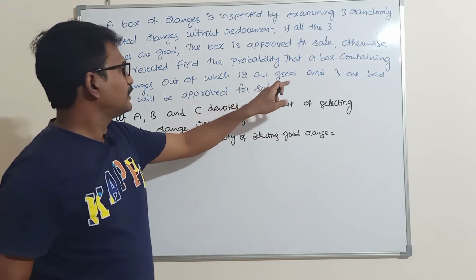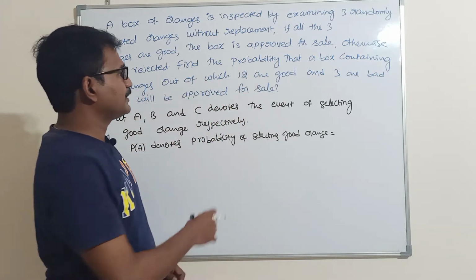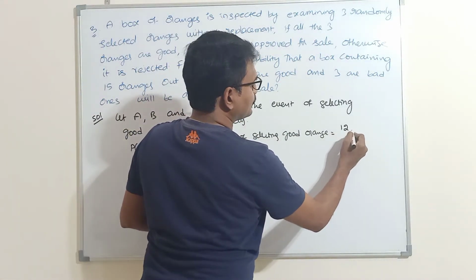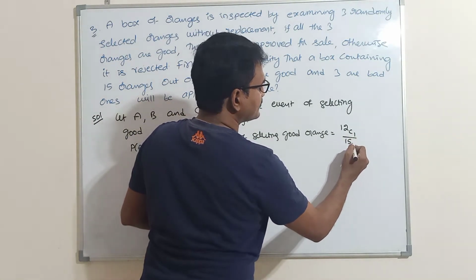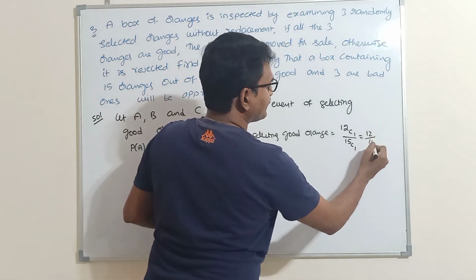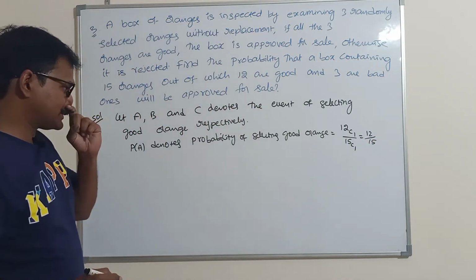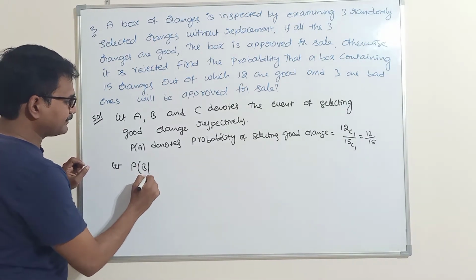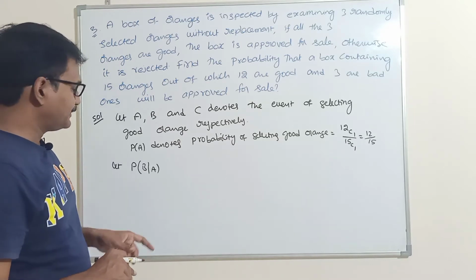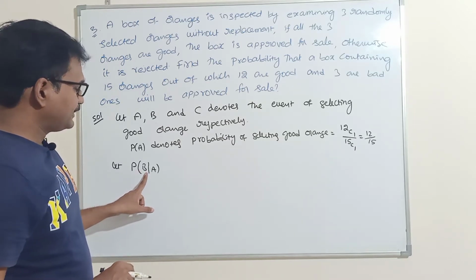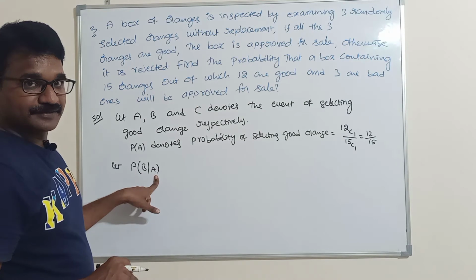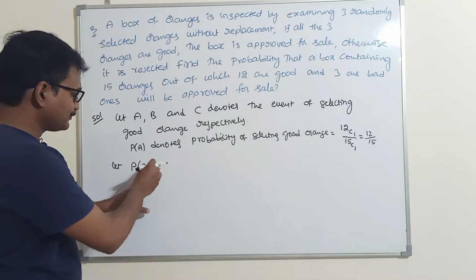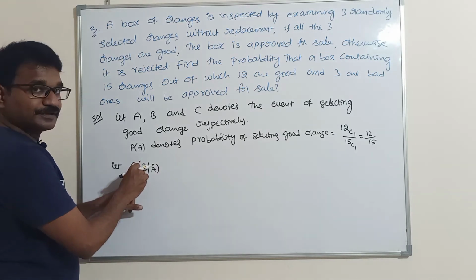Out of the total, how many oranges are there? 15 oranges. Out of 15 oranges, first you are selecting one good orange. That means 12C1 by 15C1, which is 12 by 15. Next, let P of B given A. Why am I writing B given A? It means selecting event B after the happening of event A. This is over, so that's why I am going to event B.